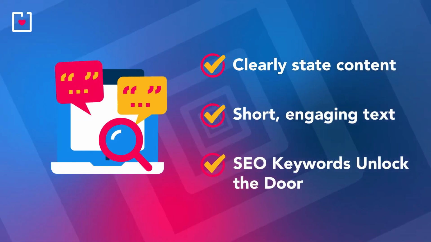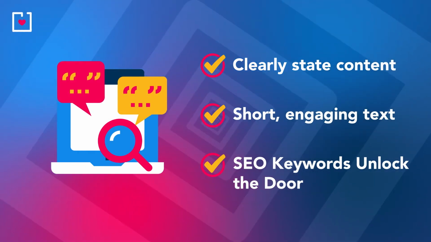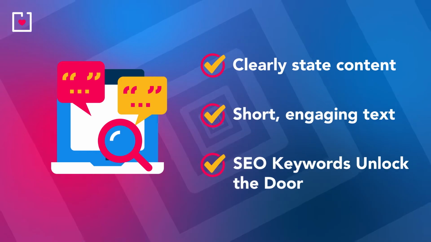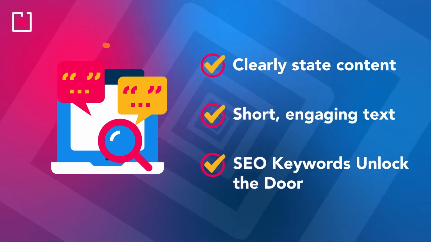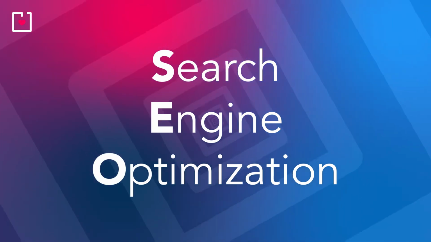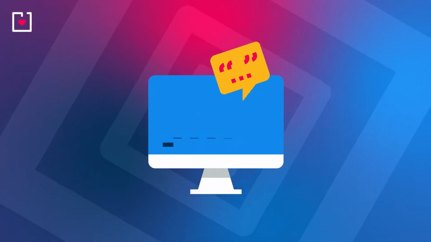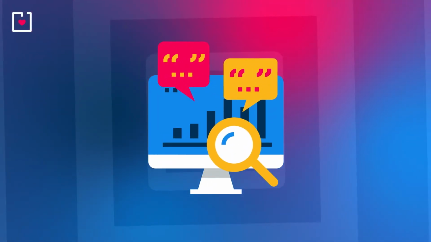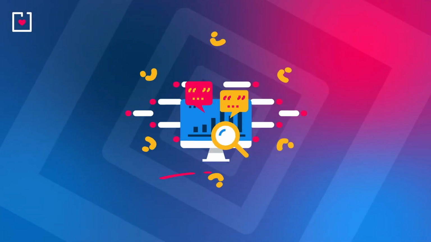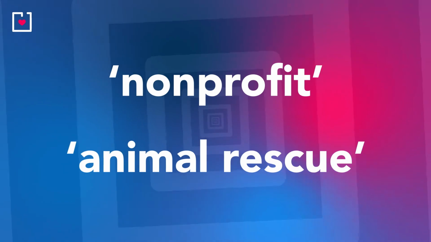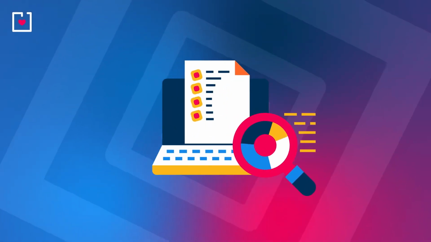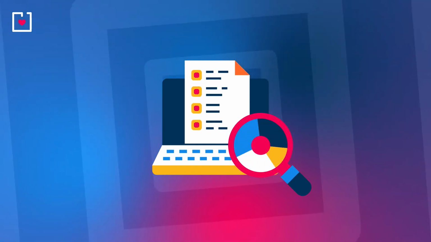Number 3, use keywords effectively to make your page appear near or at the top of search engine results for nonprofits supporting your focus area. Using SEO, or search engine optimization, increases page visibility through search engine rankings based on keywords. By placing your focus or keywords, such as nonprofit or animal rescue, at the beginning of your text, search engines notice and rank your donation page higher up the results page.